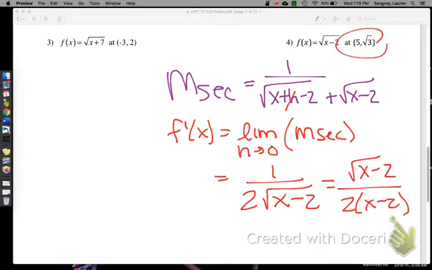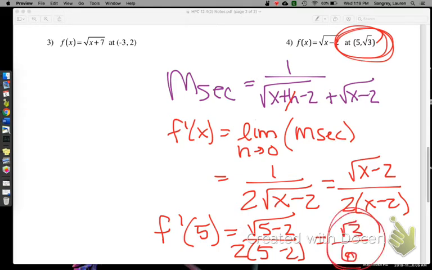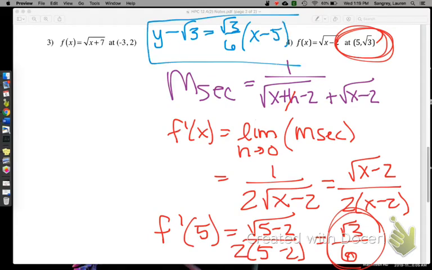So at this point, our point is 5 comma root 3. So we're going to evaluate the derivative at 5. Looks like this is going to be root 3 over 6. So that's our slope. So then for the point slope form, we have y minus root 3 equals your slope of root 3 over 6 times x minus 5. Looks kind of funky, but that's your answer.